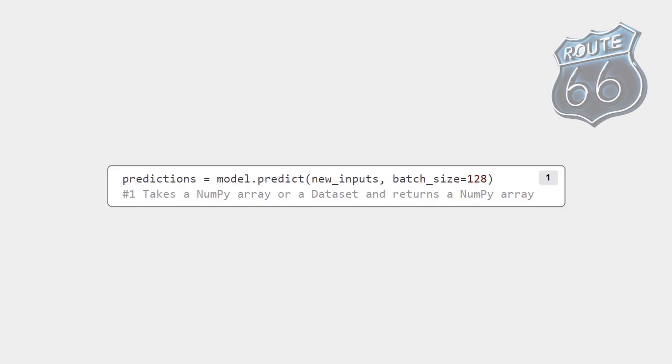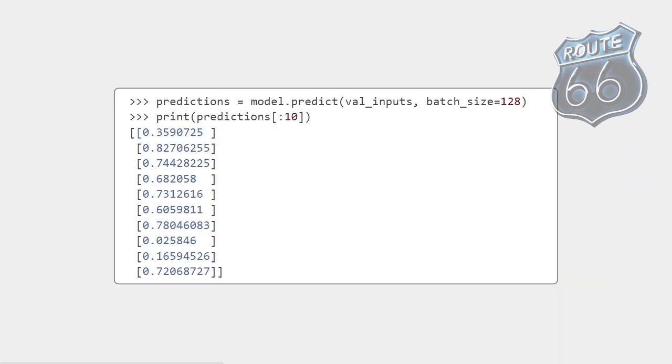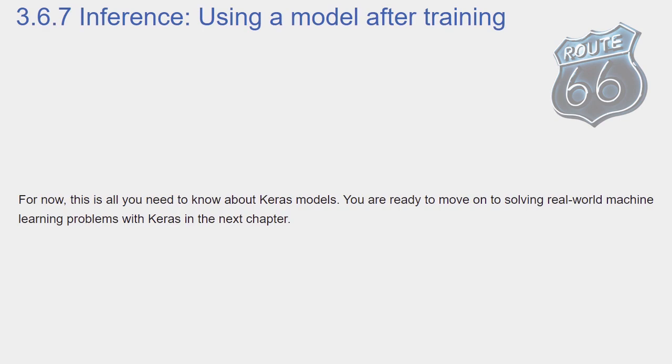A better way to do inference is to use the predict method. It will iterate over the data in small batches and return a NumPy array of predictions. And unlike __call__, it can also process TensorFlow dataset objects. For instance, if we use predict on some of our validation data with the linear model we trained earlier, we get scalar scores that correspond to the model's prediction for each input sample. For now, this is all you need to know about Keras models. You are ready to move on to solving real-world machine learning problems with Keras in the next chapter.